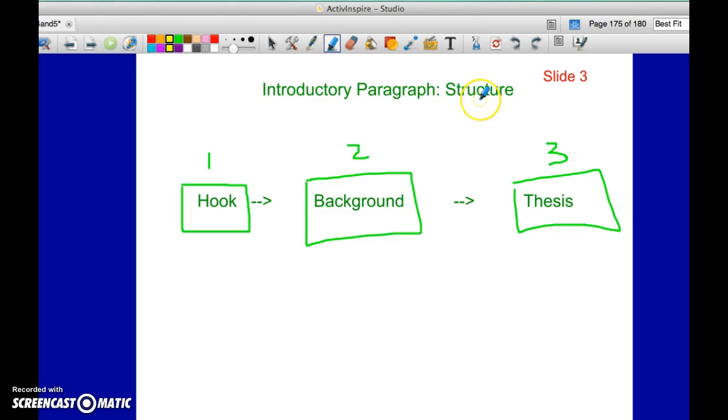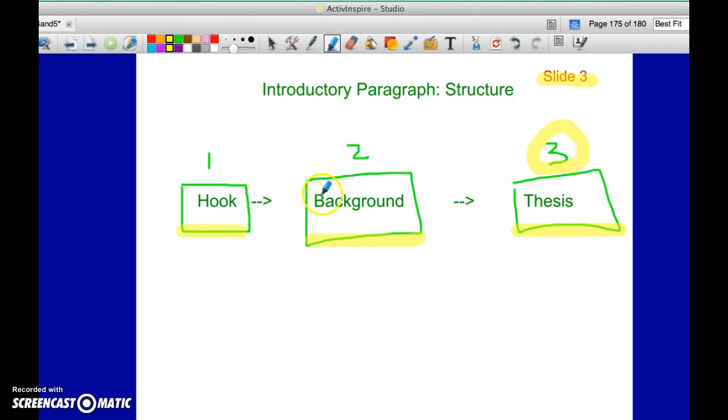Introductory paragraphs have a specific structure. So again, this is slide 3, and you should be taking notes on slide 3. First is the hook, and this matches up with getting the audience really interested. After that, we have the background, and the background's where we give that need-to-know information. And last, we have the thesis, and the thesis, as we've talked about today, is the most important sentence in your essay, and at 1 tells what your essay is going to be about, and at 2 sets the organization.